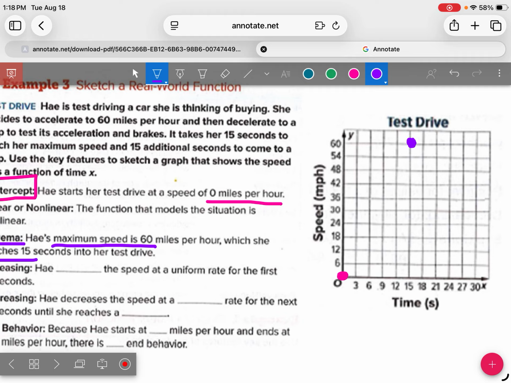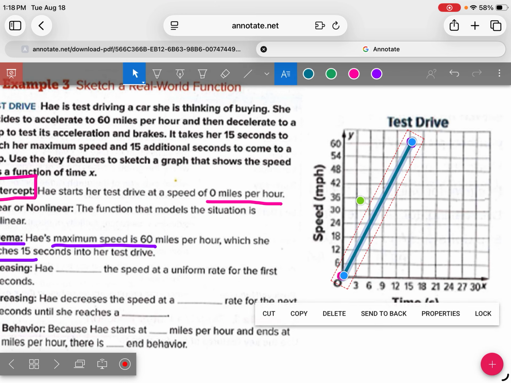So I could mark the start of her drive. She was beginning at 0, and she got up to 60 real fast. Like she connected those two things. Like she took that accelerator pedal and just went to the floor. How fast is this thing getting up to 60? She got from 0 to 60 in 15 seconds, which is literally not very quick.